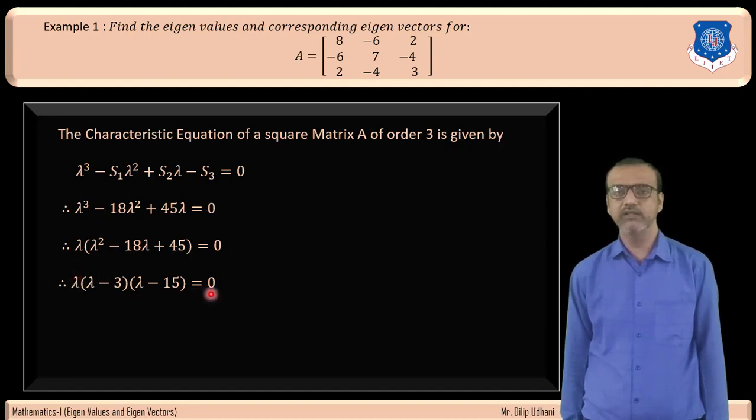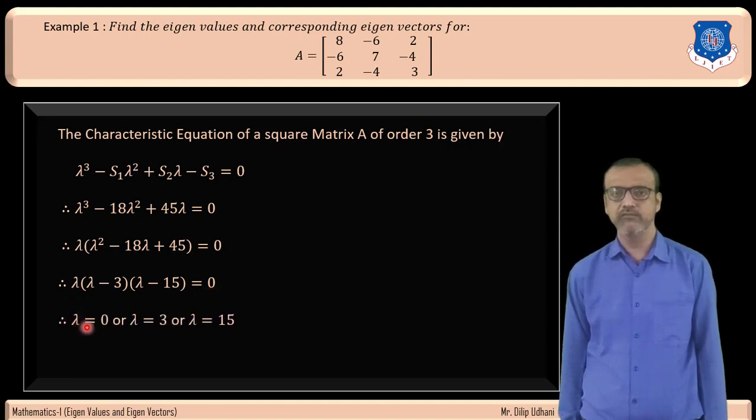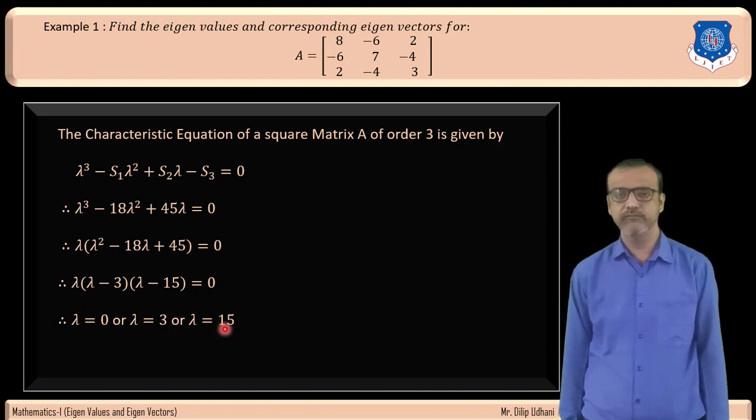Now we will equate all these factors to 0, and from that we will get the eigenvalues of the matrix A. So we have lambda equals 0, or lambda equals 3, or lambda equals 15. So the eigenvalues of A are 0, 3 and 15.